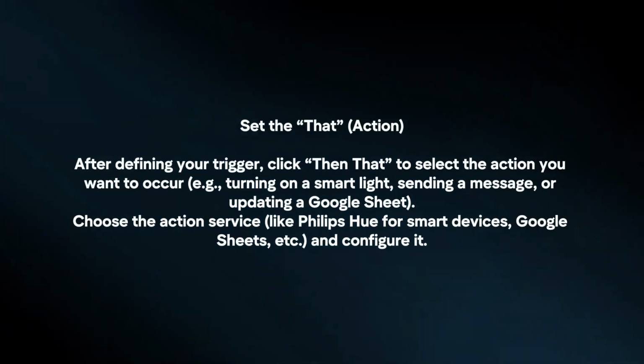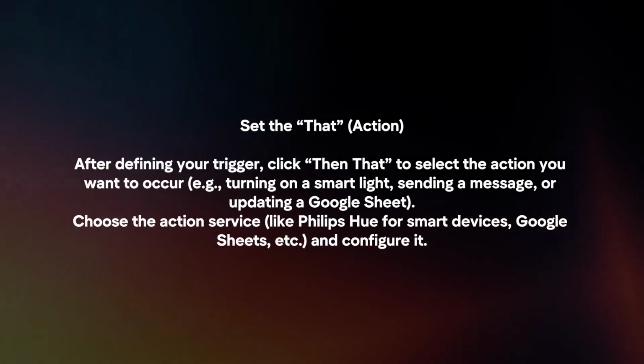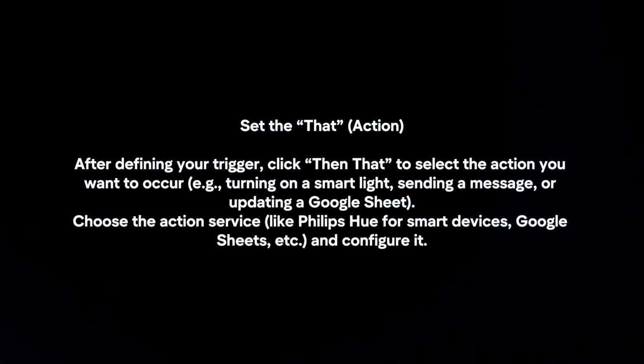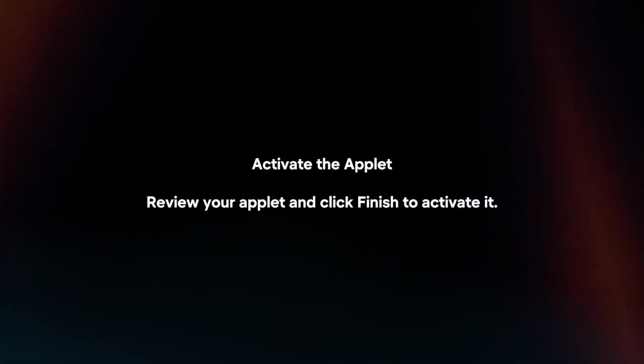lights." Set the action. After defining your trigger, click Then That to select the action you want to occur. Choose the action service and configure it. Activate the applet. Review your applet and click Finish to activate it.